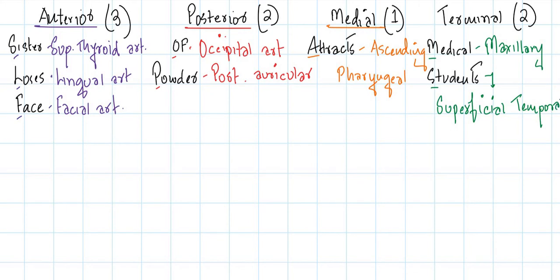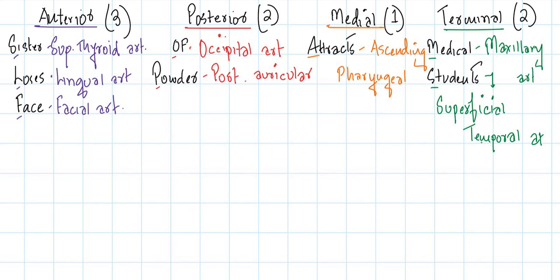So I don't have space right here, so let me make up some space. So it's superficial temporal artery. So maxillary artery and superficial temporal artery are the terminal branches. The anterior branches are, so there are three anterior branches: superior thyroidal, lingual artery, facial artery, posterior occipital artery, posterior auricular. Medial branches only one, ascending pharyngeal. And you also have terminal branches, that's a maxillary and superficial temporal artery.